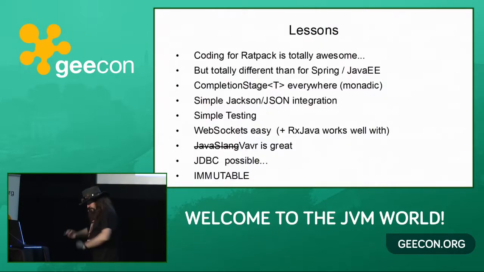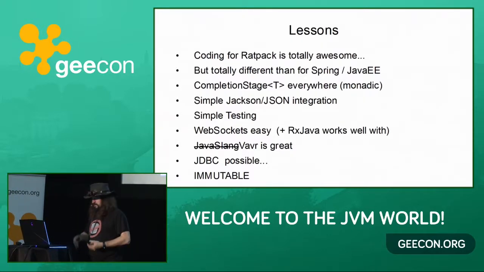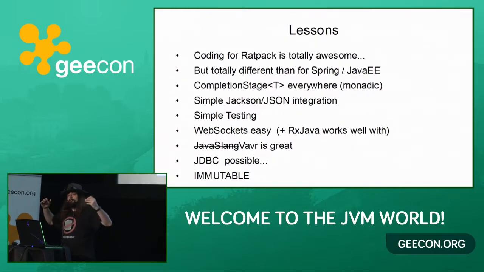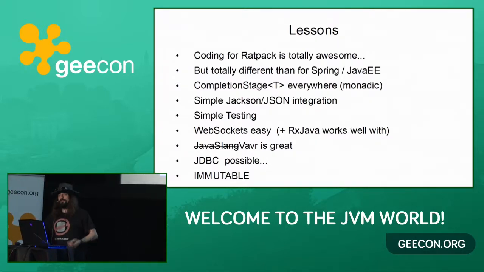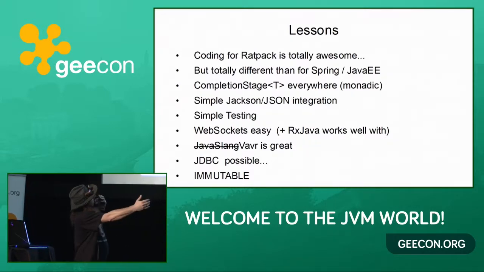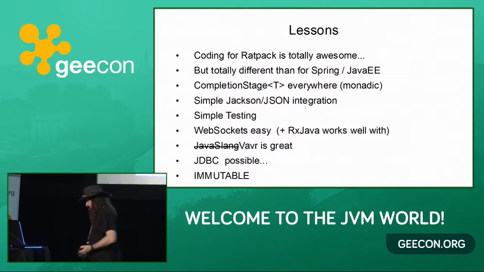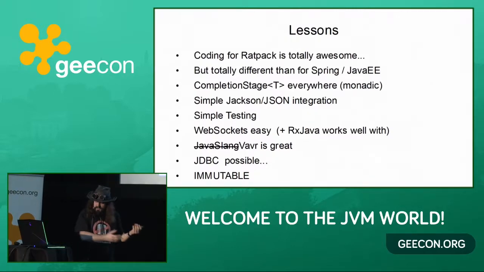Cool reactive thing. So the lesson from Ratpack that I have is that coding for this is really awesome. Really, I write clean, immutable code. So great. The problem is it's totally different from the things I learned over so many years with Spring or Java EE. The thing is that, for instance, everywhere I see this CompletionStage, so promises, and monadic code. That's the thing you have to learn. It's normal in Scala, or even in JavaScript, but not that popular in Java.